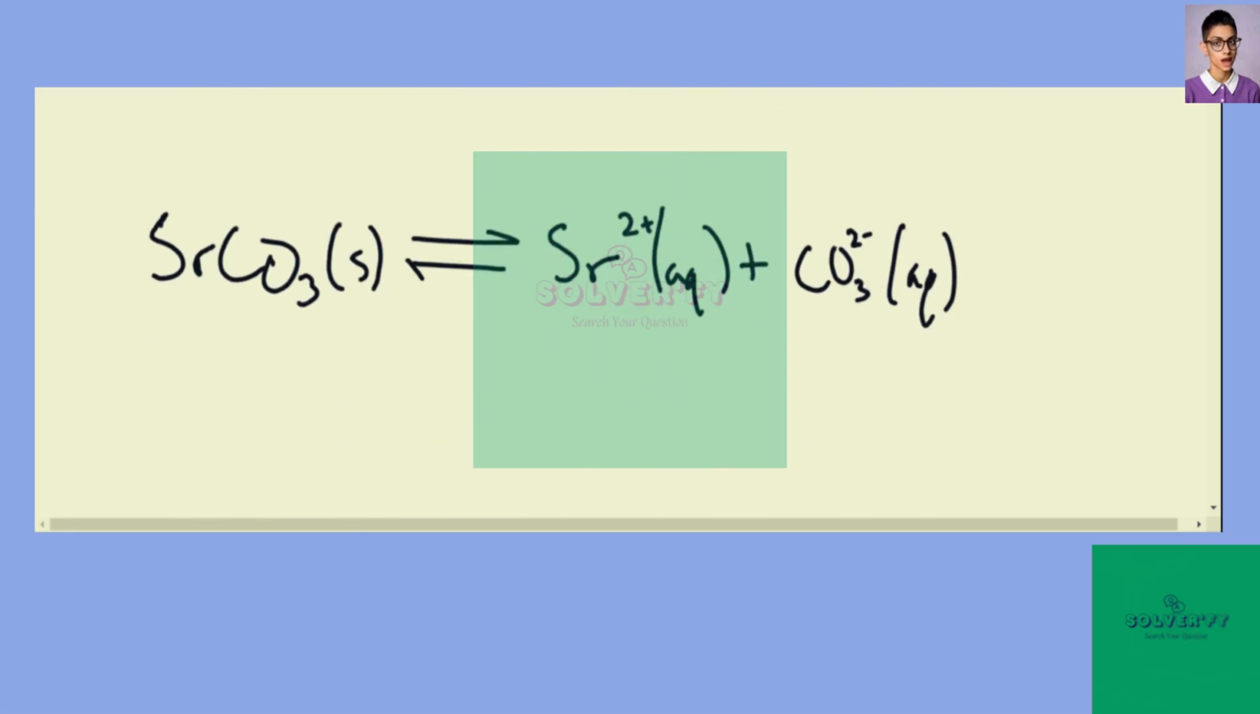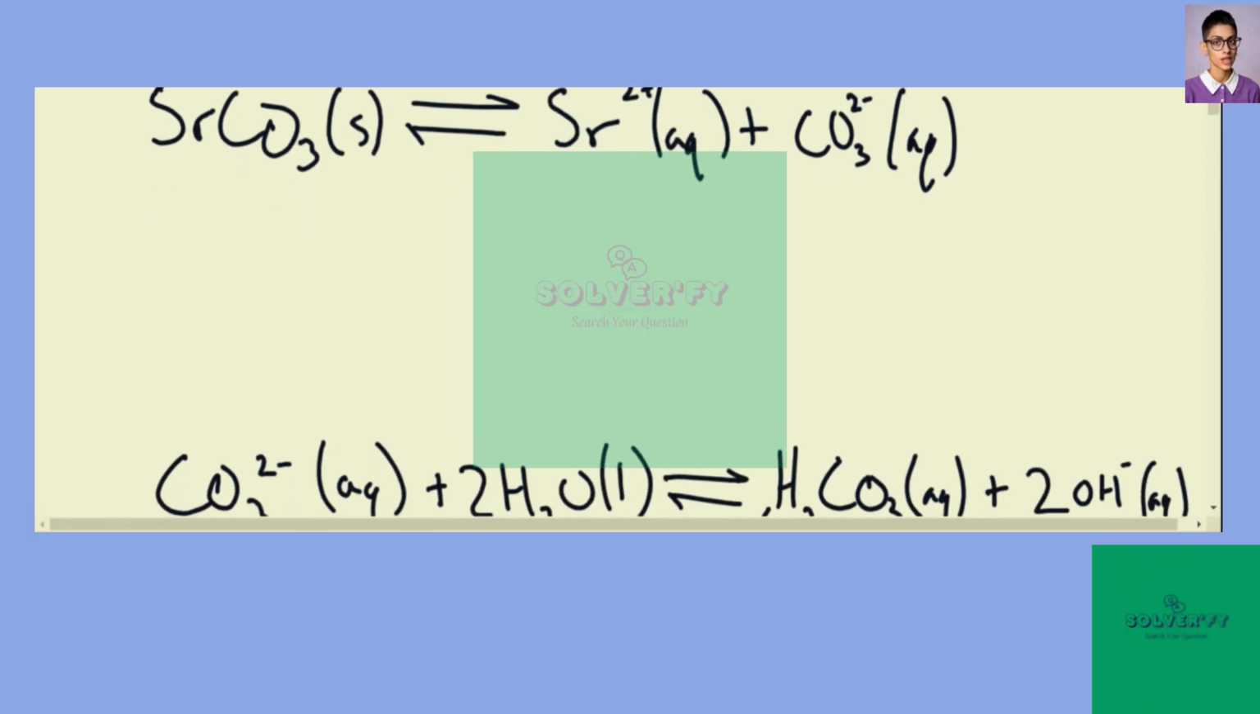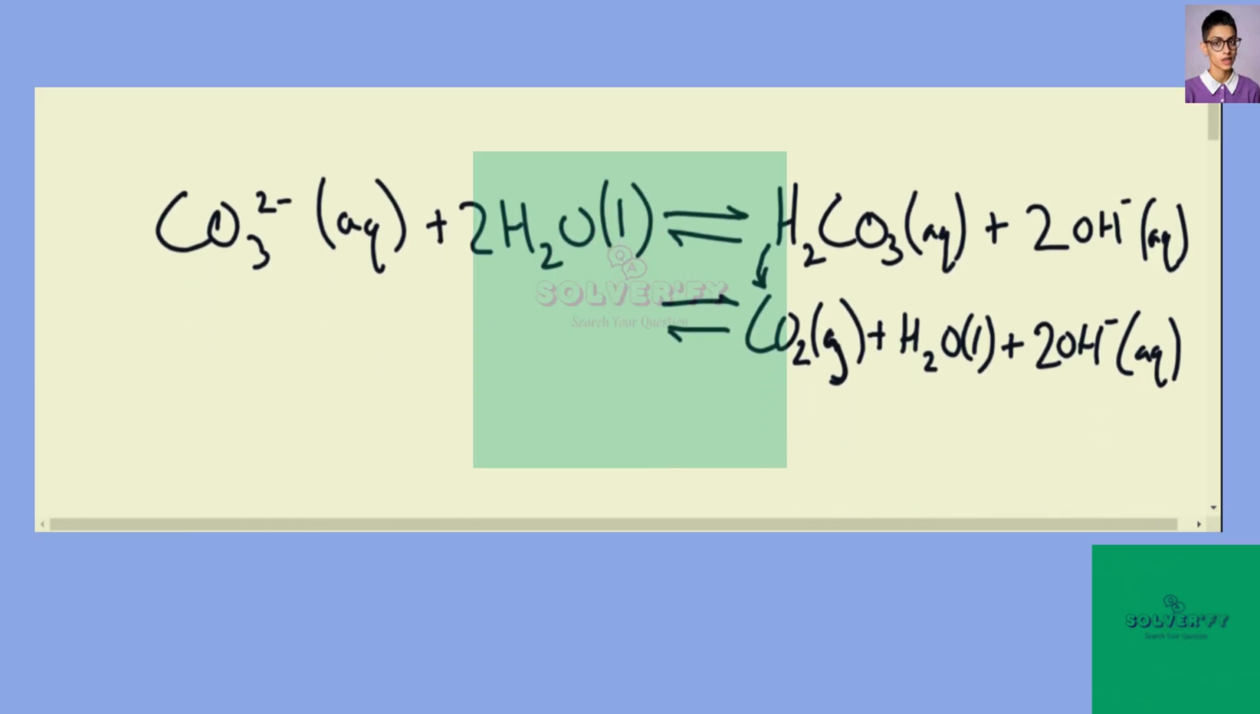Now for part B, if we go here, we have the strontium carbonate reaction dissociating in water. And what happens is the carbonate reacts further with excess water to give carbonic acid. I've drawn this here. So this is the carbonate. It reacts with water to give carbonic acid and hydroxide. And that will react even further to produce carbon dioxide gas, water, and the hydroxide there.